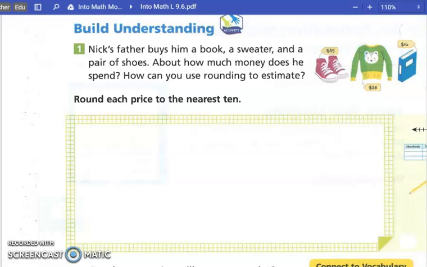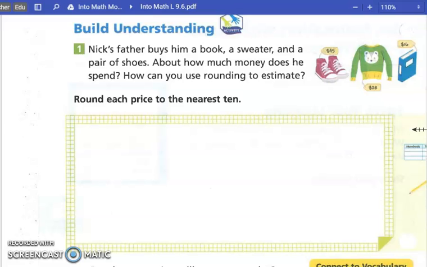If it's less than 5, we're going to take that place down. Okay, so notice all of these are the tens, right? $45 for the shoes, $28 for the sweater, and $16 for the book. It says round each price to the nearest 10.